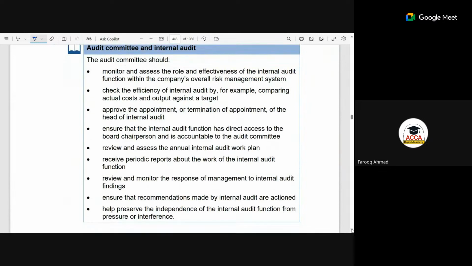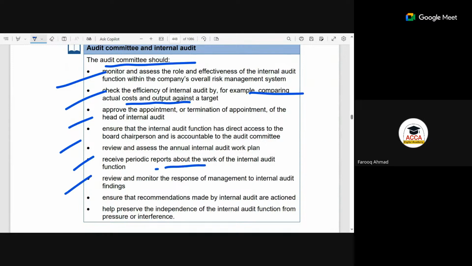Just have a look. The audit committee should monitor and check the efficiency of internal audit by, for example, comparing actual cost and output against their targets, approve the appointment and termination, ensure that the internal audit function has direct access, review and assess the annual internal audit plan, receive periodic reports, review and monitor, and ensure that recommendations made by internal audit are acted upon.